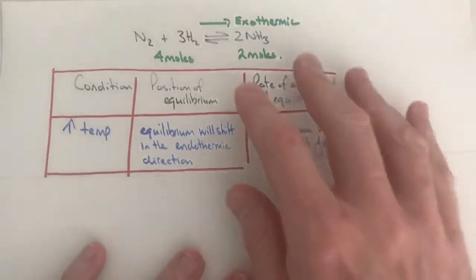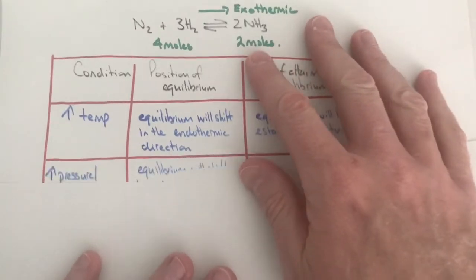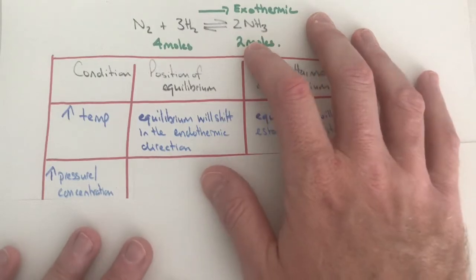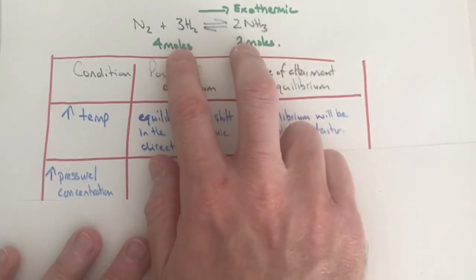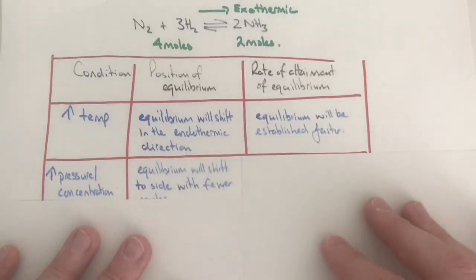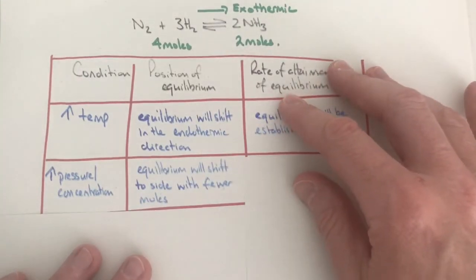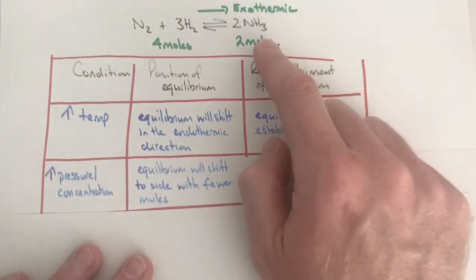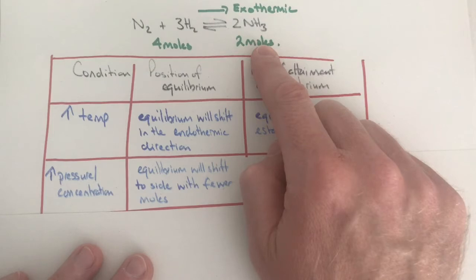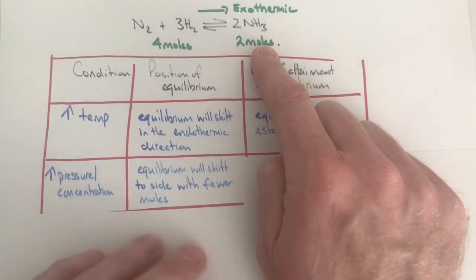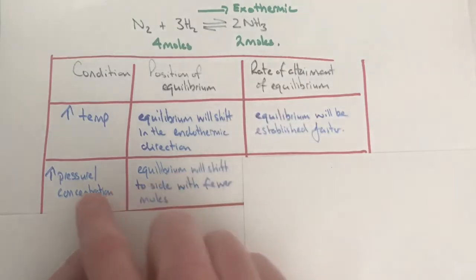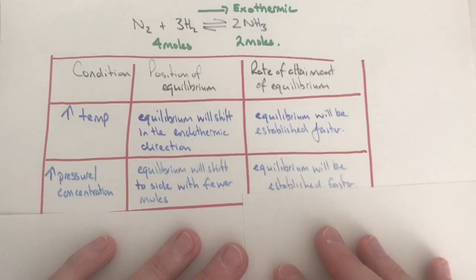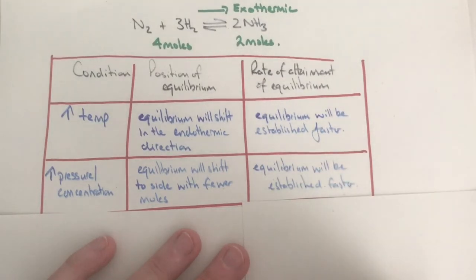Okay. Second condition we're going to look at is pressure. If we increase the pressure, or if we increase concentration in this reaction, then what we need to look at here now is the number of moles. And if we increase pressure, this reaction is going to try and lower the pressure. And to lower the pressure, it's going to move to the side that has the fewer moles. So the equilibrium is going to shift to the side with fewer moles, which is going to be the right-hand side in this example. In terms of attainment of equilibrium, again, if we increase pressure or concentration, we will increase the speed that equilibrium is established. It will be established faster, in a shorter time.